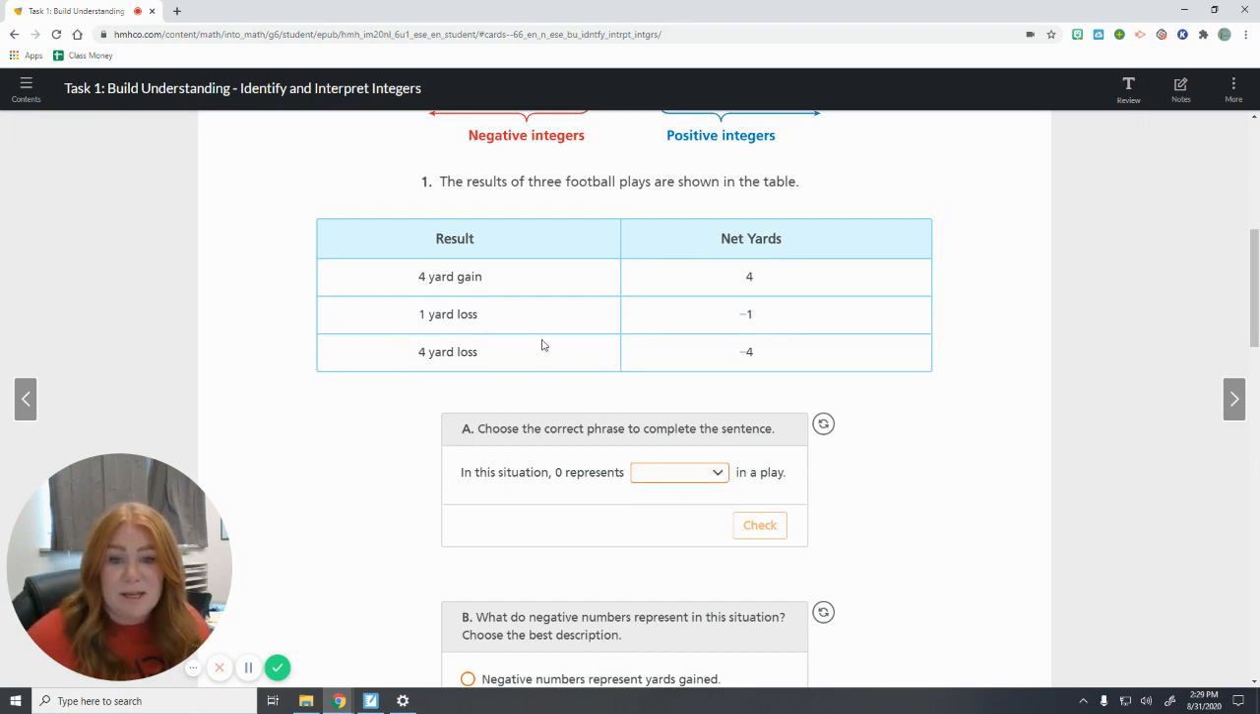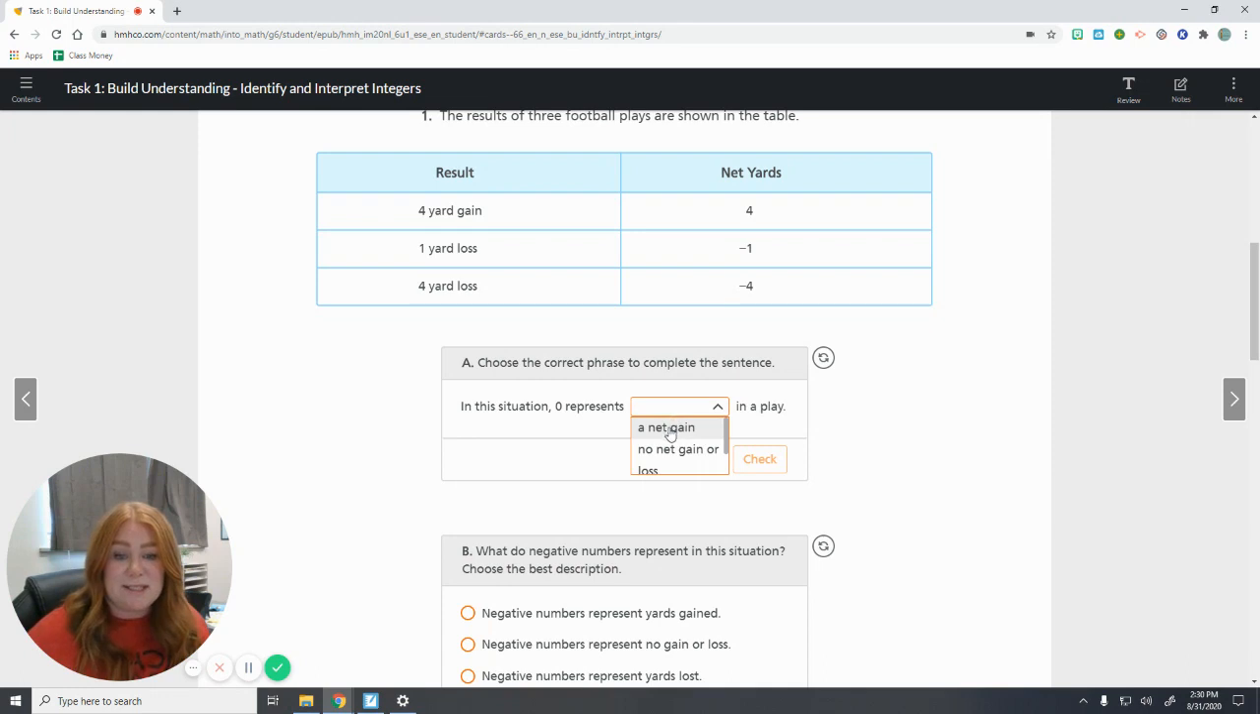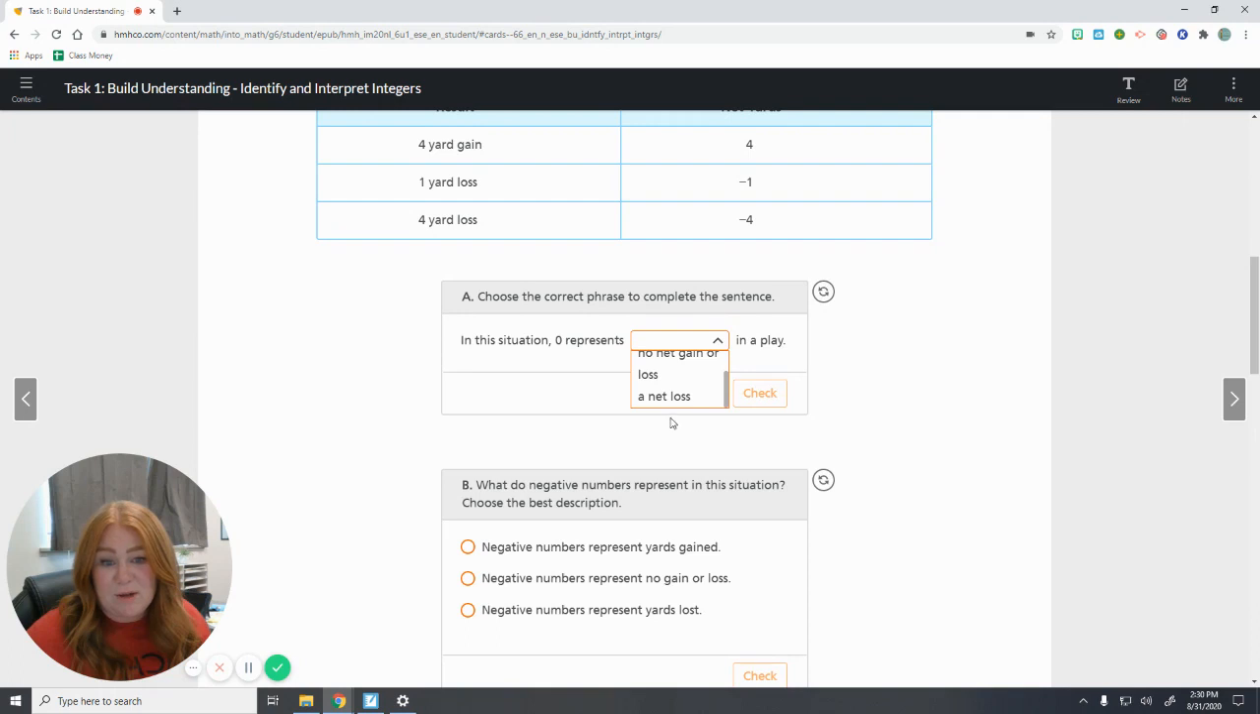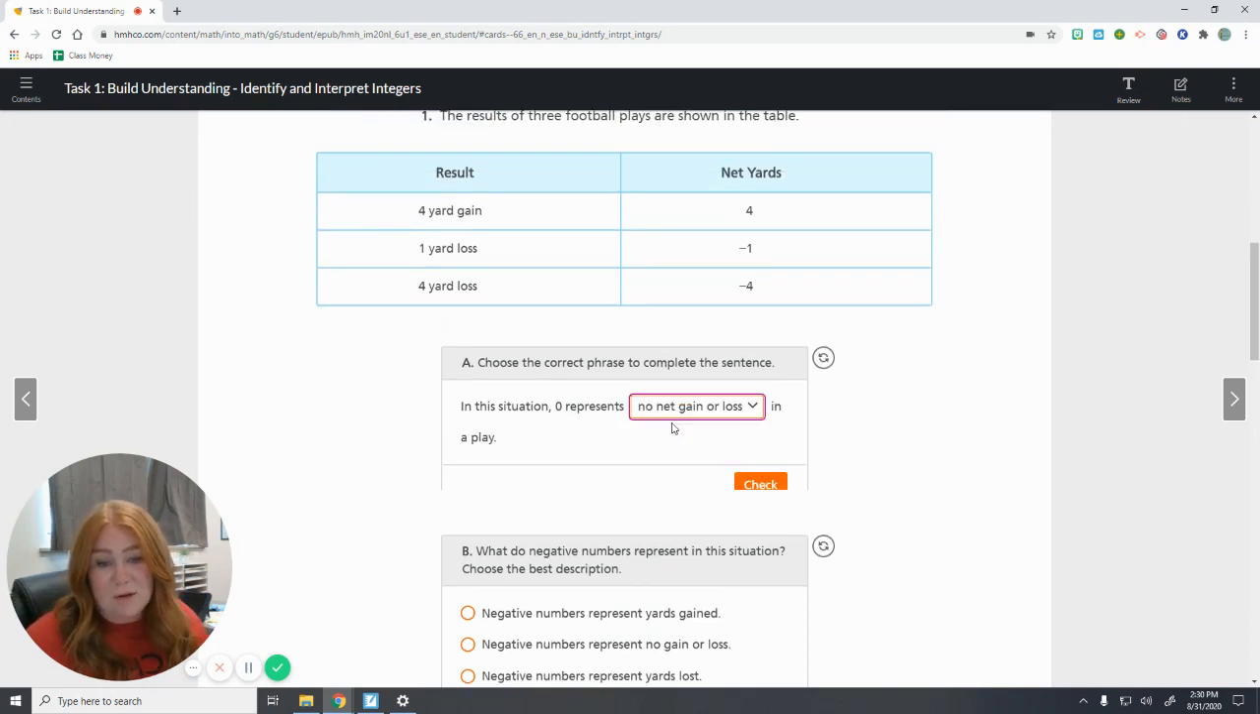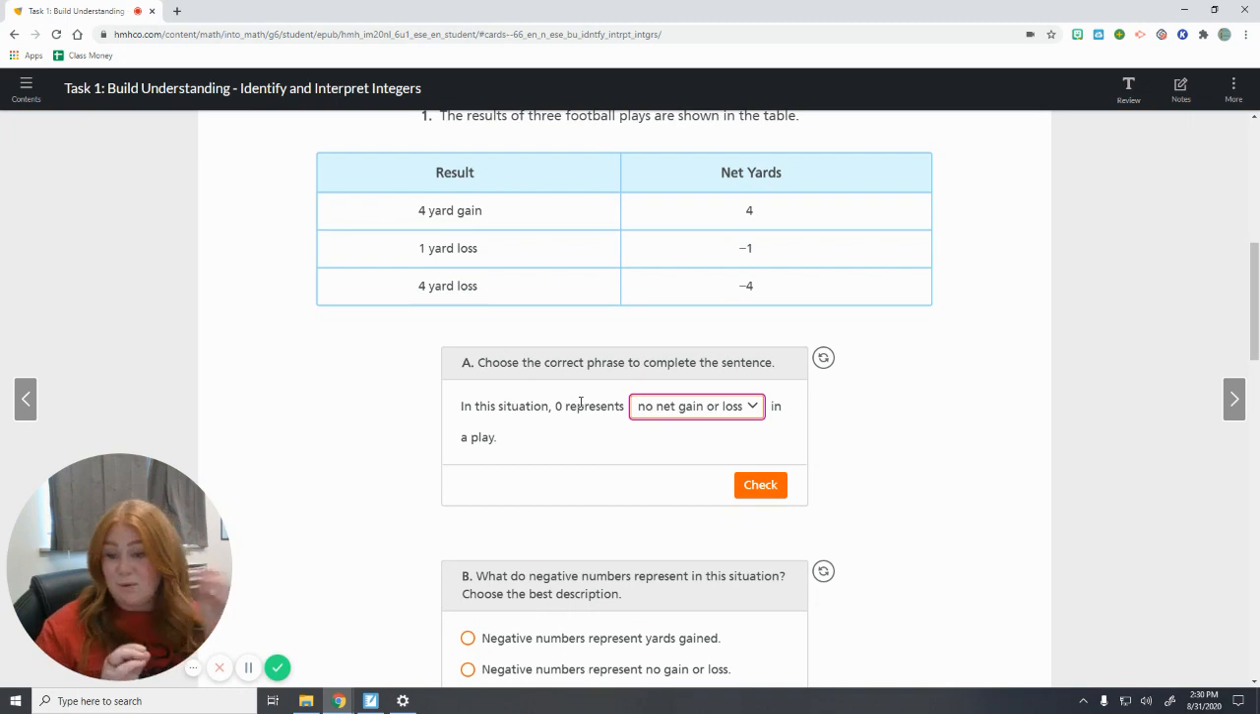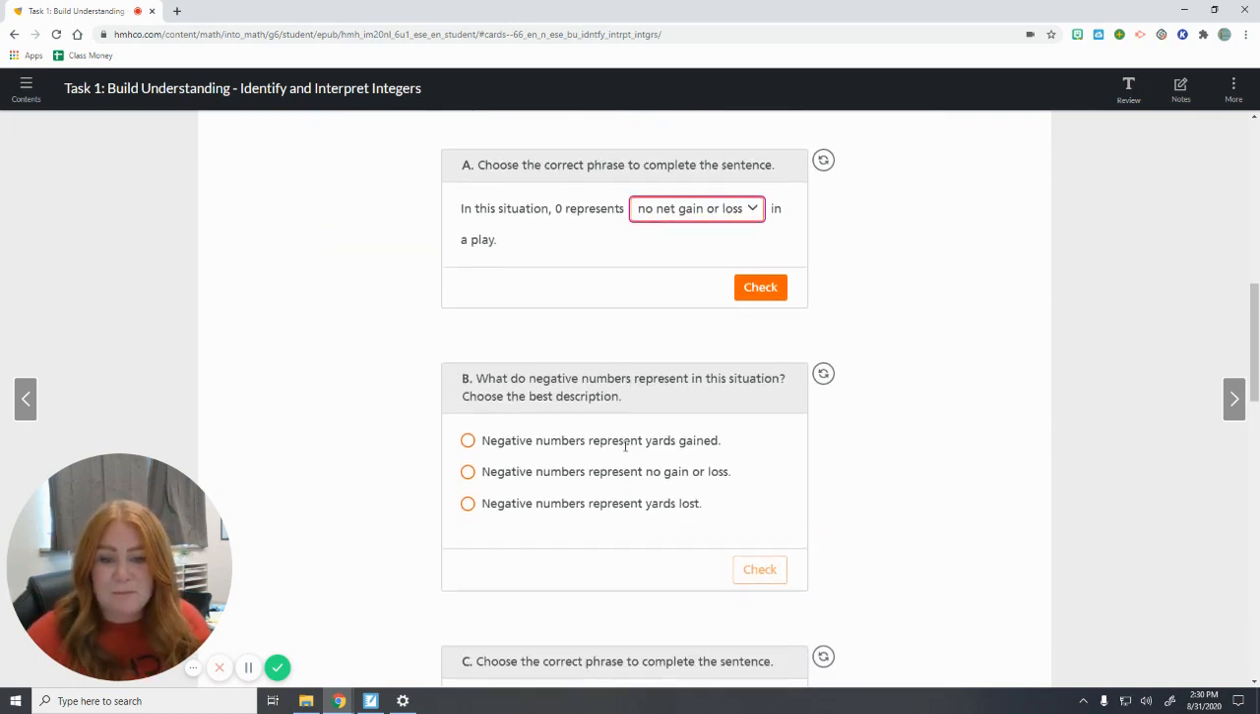So if we're talking about they gained 4, they lost 1, they lost 4, those are all working together to create a total. So in this situation, 0 is going to say that they didn't gain or lose anything. So we are looking for no net gain or loss. If we have 0, that means they didn't move forward and they didn't move backward. So their total is 0. If they got the ball moved forward or backwards, 0. They did nothing is pretty much what that means.